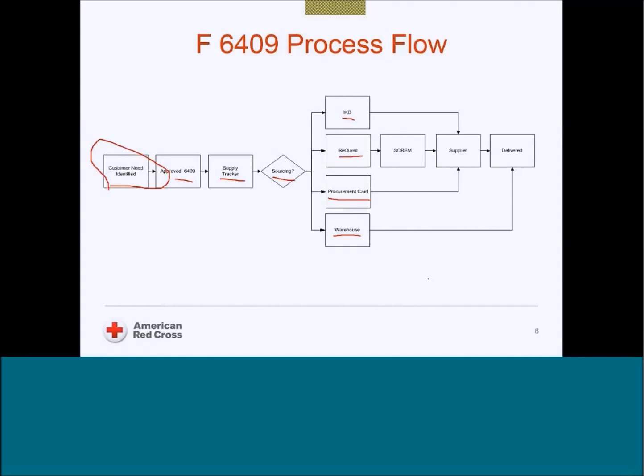Now, this is the DRO warehouse. The items for the DFSC warehouses or distribution centers, they are all going to go through request. So after it goes through IKD, request, procurement card, then it eventually gets to the supplier, and it's going to be delivered. So that's the basic process flow, but it all starts off with that customer determining his need and initiating the 6409.